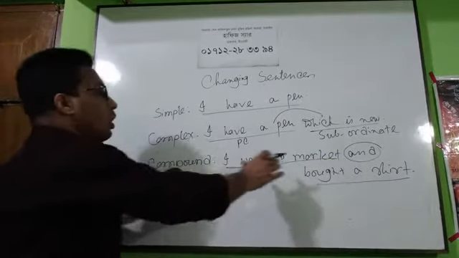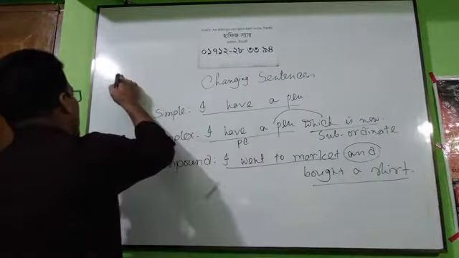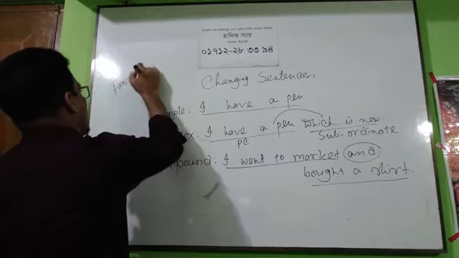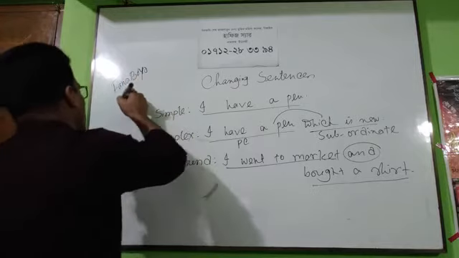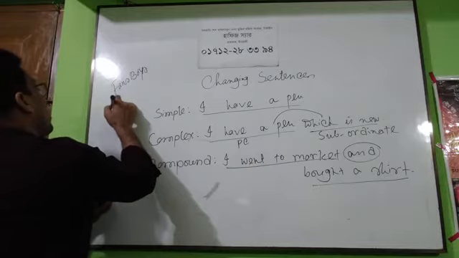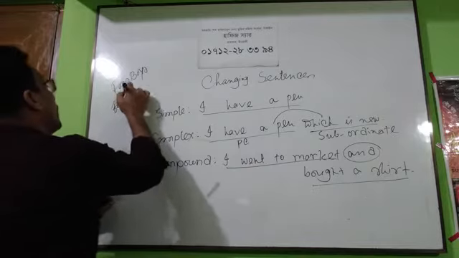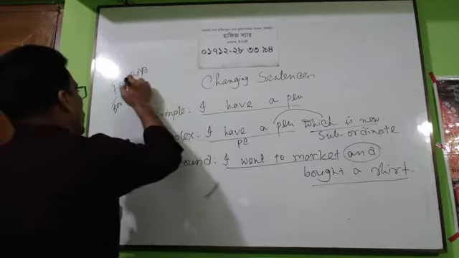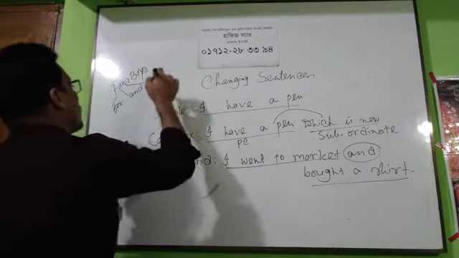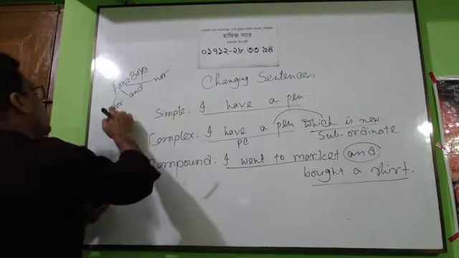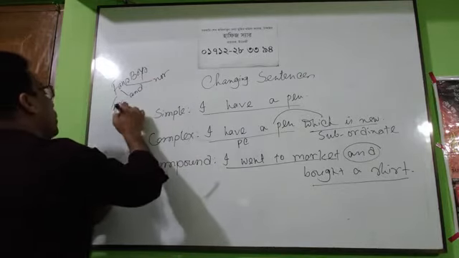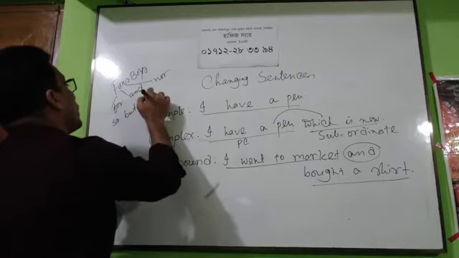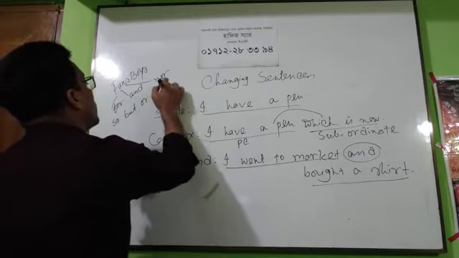Do you know the conjunction that is called fan boys? Okay, there are 7 conjunctions here. Fan boys. That means F for for, A for and, N for nor, S for so, B for but, O for or, and Y for yet.